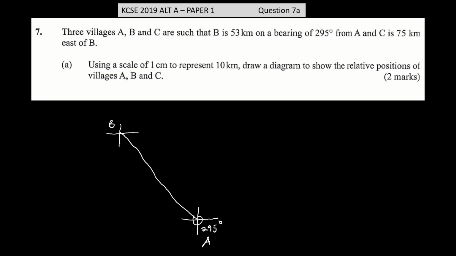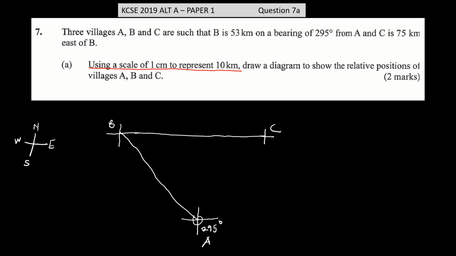And the question also says that C is 75 kilometers east of B. If you draw the 4 cardinal points, this is north, east, west, and south. So this is B. They said C is 75 km east of B. Since we know that this is the east of B, then we draw this, which is 75 km. We can stop somewhere around there. This is village C. Let's go back to what the question states about scale. The question states, using the scale of 1 cm to represent 10 km, draw a diagram to show the relative position of villages A, B, and C.